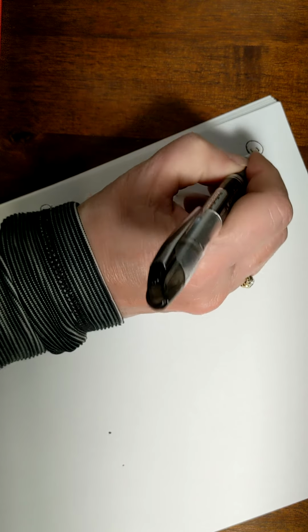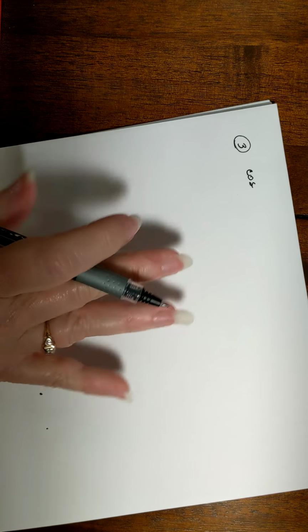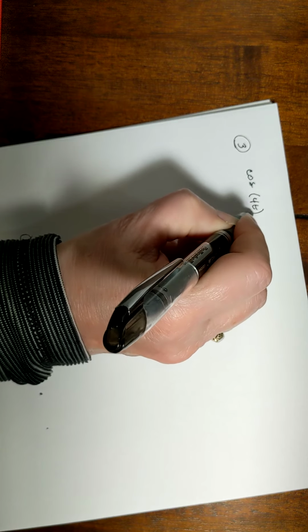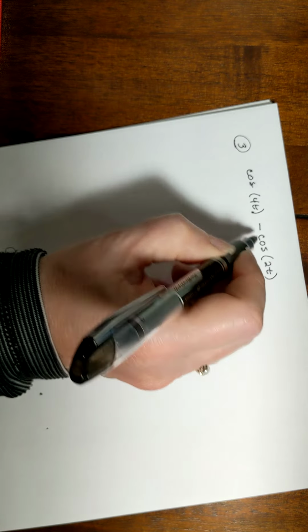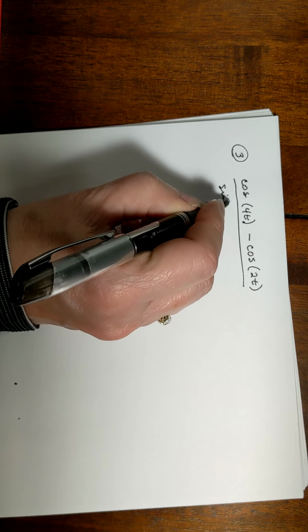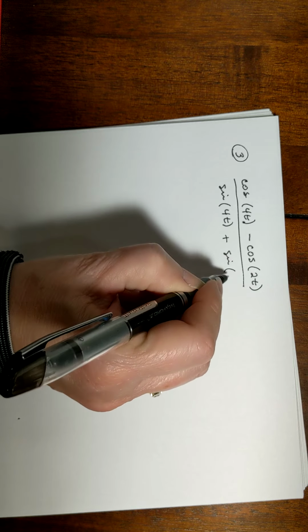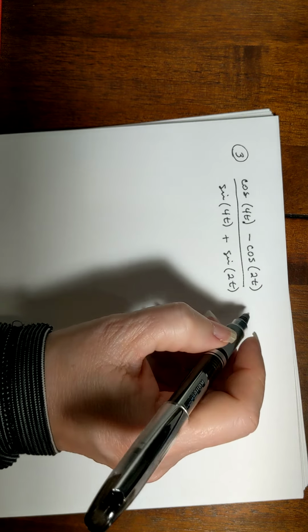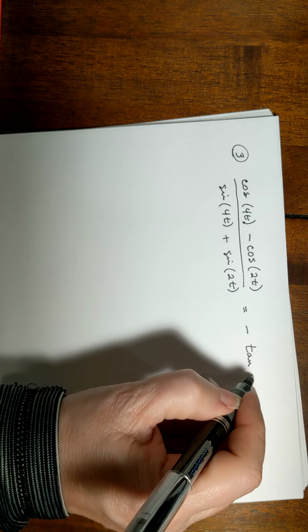So here I'm going to have problem number 3. It says the cosine of 4t minus the cosine of 2t, divided by the sine of 4t plus the sine of 2t. And I'm going to show that it's equal to the negative of the tangent of t.